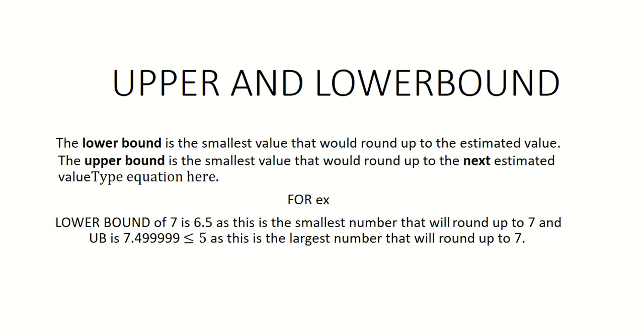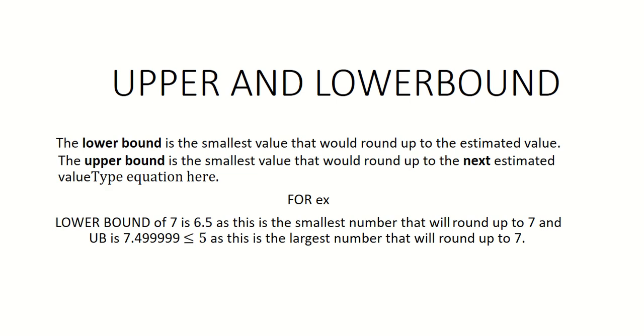So the lower bound of 7 is 6.5, because 6.5 is the smallest number which rounded will give you 7. And the upper bound of 7 is 7.499 or 7.5. I've written that wrong, it's 7.5, as this is the largest number that will round to 7.